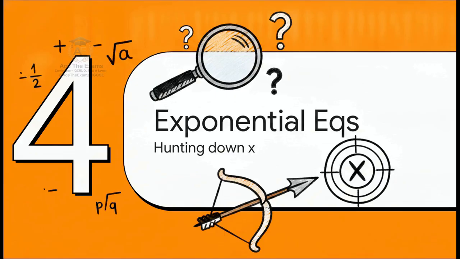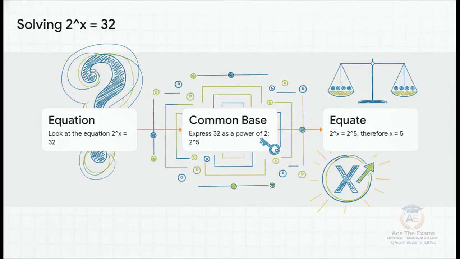All right. Armed with these laws, you are now ready to hunt down unknowns. We are going to solve equations where the variable x is hiding up in the index itself. The ultimate survival trick here is finding a common base. Let's say you get an exam question like this. 2 to the power of x equals 32. We can't solve it directly as it is, because the x is trapped up in the air.